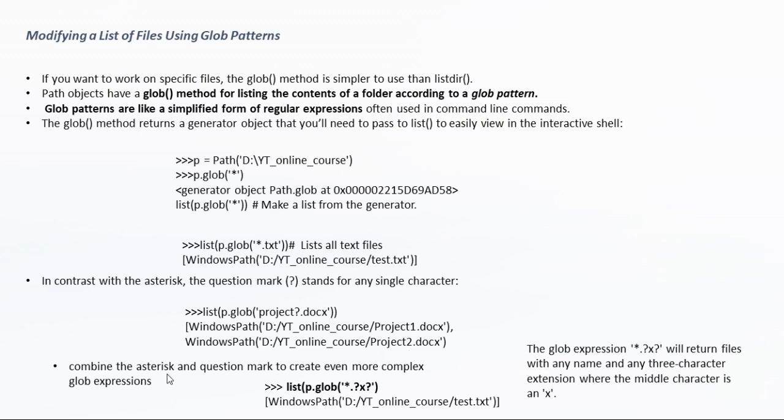I can also combine the asterisk and the question mark. How do I combine it? Under p.glob, you give asterisk, a dot, a question mark, x, a question mark. So then it's just listing all the files comprising the projects and everything. Basically this expression will return files with any name and any 3-character extension where the middle character is x, because what I've given here is question mark x question mark. So it will give a list of all the files where the middle character is x.